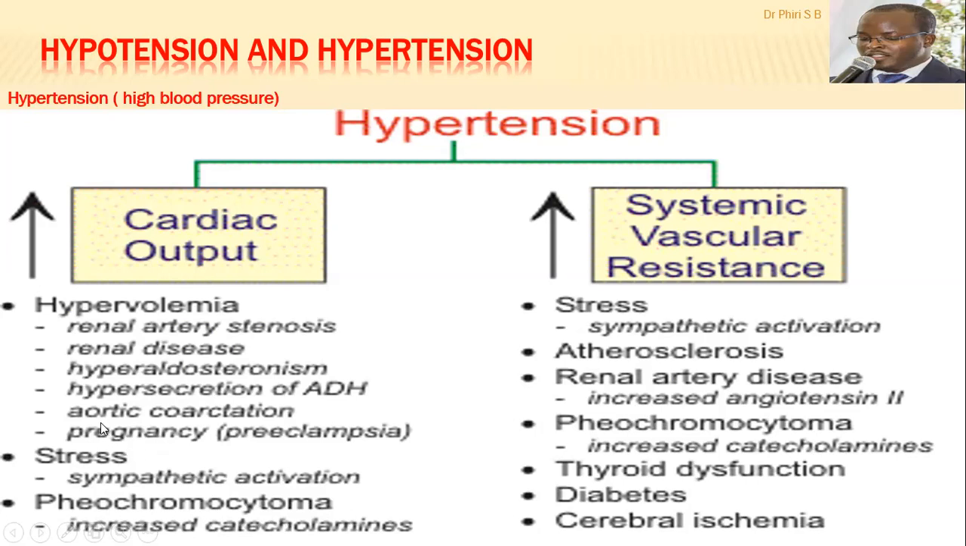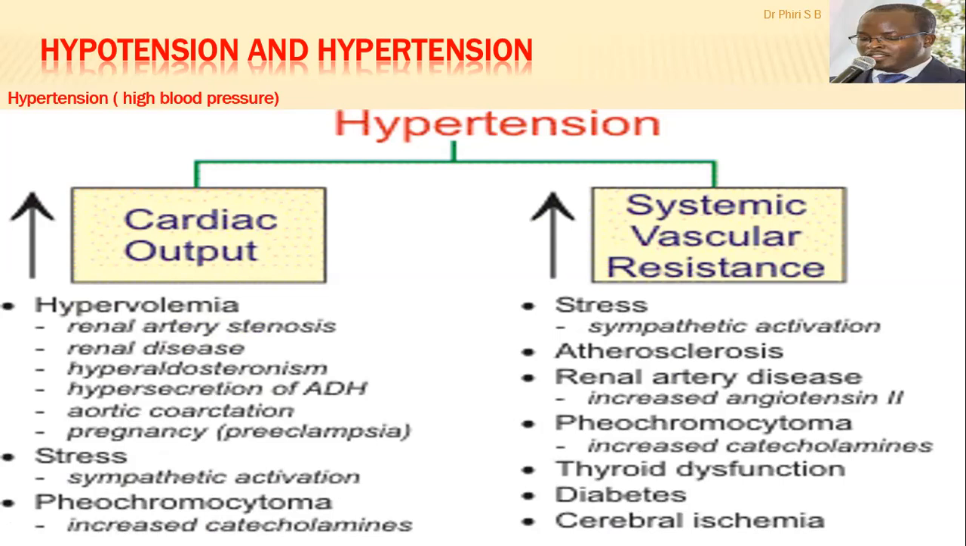Then you can have aortic coarctation. This is just like narrowing of the aorta. So the stroke volume will reduce, cardiac output will reduce. If you have narrowing of the aorta, it means that the resistance will increase. If you have an increase in resistance, blood pressure will increase.